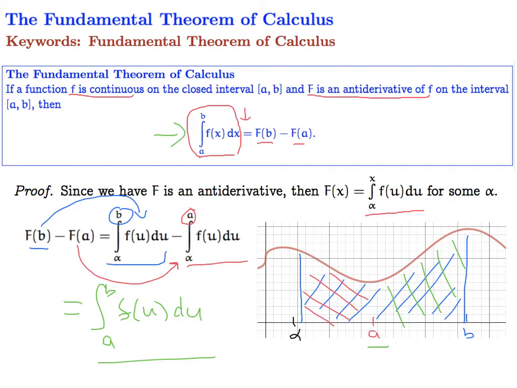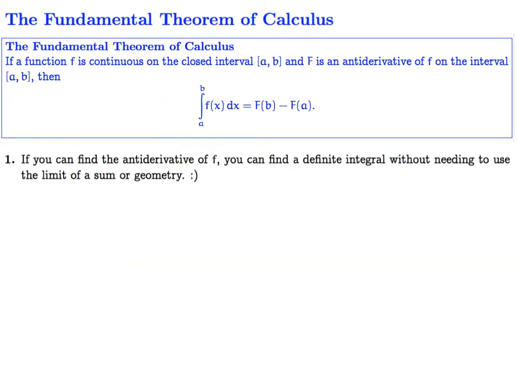Now let's talk about some properties related to this. The first thing this says is that if you can find the antiderivative of your function f, you can find a definite integral without needing to use the limit of a sum or geometry or any of that stuff we did before. Okay, you don't need to do that. As long as you know your antiderivative rules, you can do it. It's nice and easy. The second thing is you want to be aware of some shortcut notation that's pretty common when using the fundamental theorem of calculus here.